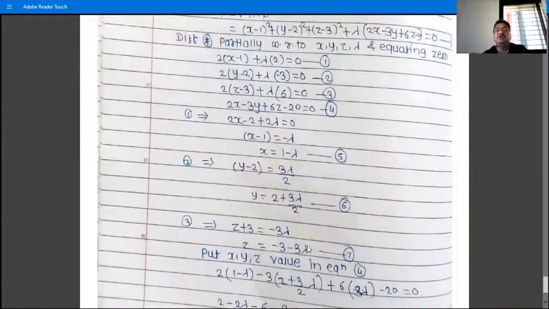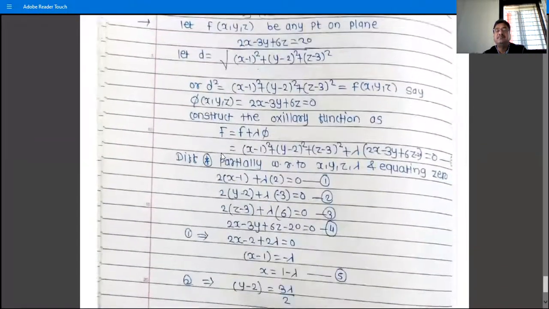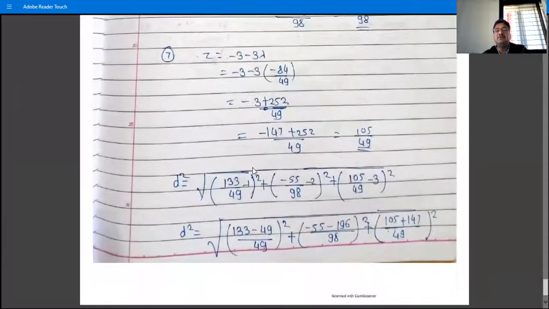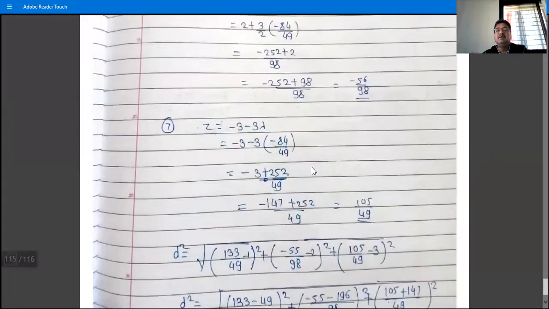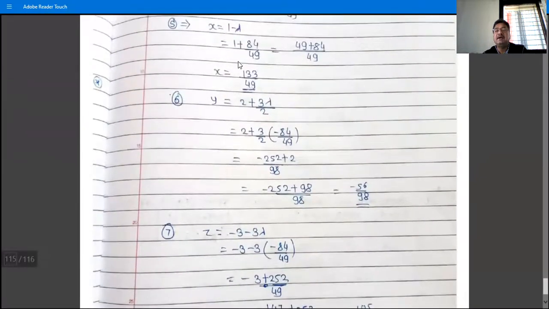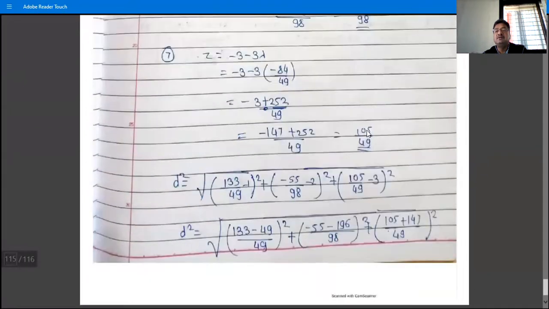So find the shortest distance. What is the question? Obtain the shortest distance, and therefore this is the point from which the distance of the point 1, 2, 3 is minimum. What is that point? Write the x, y, z value of x, y, z in round bracket: 133 by 49, comma, value of y, comma, value of z.